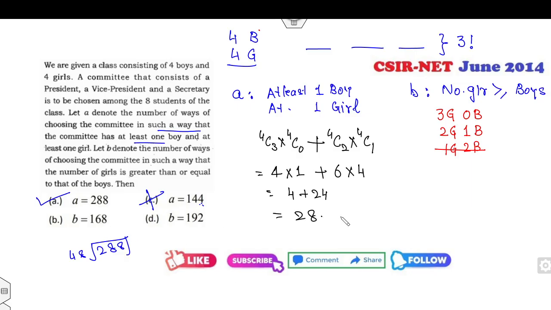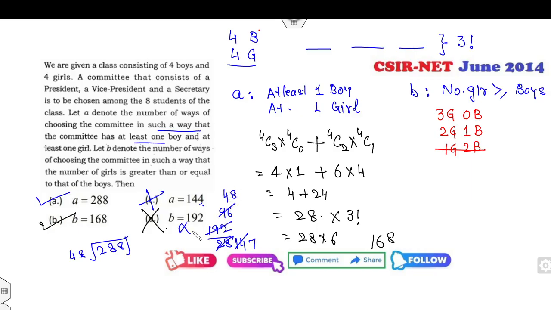So let's see again how many possible cases? 3. So 28 into 6, that is 168 and not 192. So this option is cancelled. You can also check whether 192 is divisible by 28 or not. 192 divided by 28 is not a whole number, so it is not divisible by 28. So that means the right options are A and B.